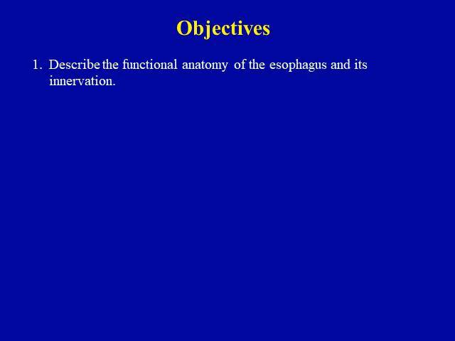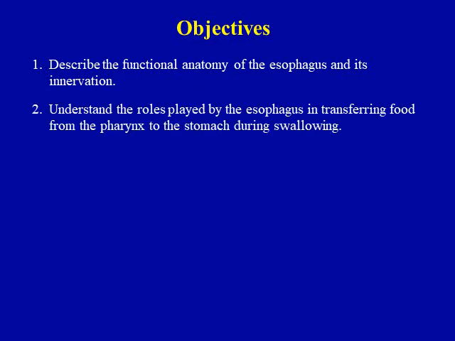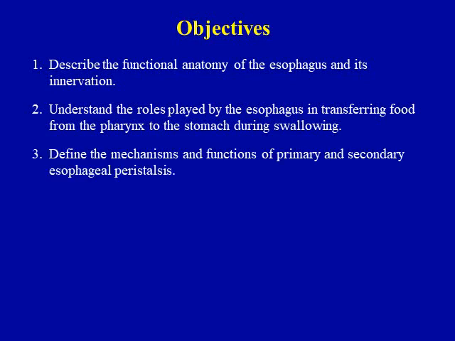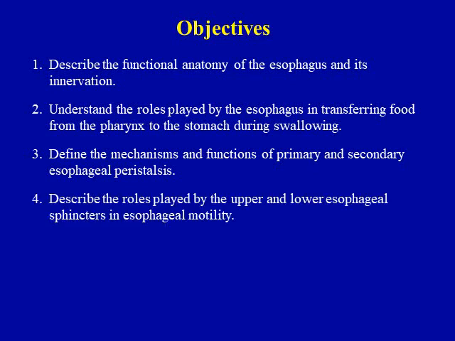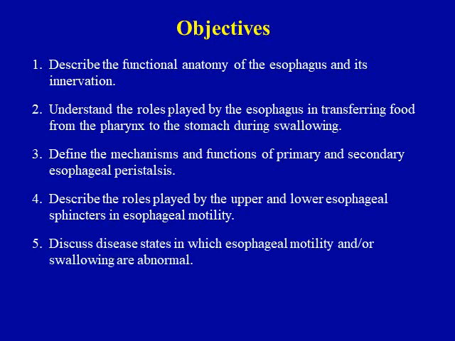The objectives are to describe the functional anatomy of the esophagus and its innervation, understand the roles played by the esophagus in transferring food from the pharynx to the stomach during swallowing, define the mechanisms and functions of primary and secondary esophageal peristalsis, which are the main motility patterns in the esophagus, describe the roles played by the upper and lower esophageal sphincters in esophageal motility, and discuss disease states in which esophageal motility and/or the swallowing process are abnormal.